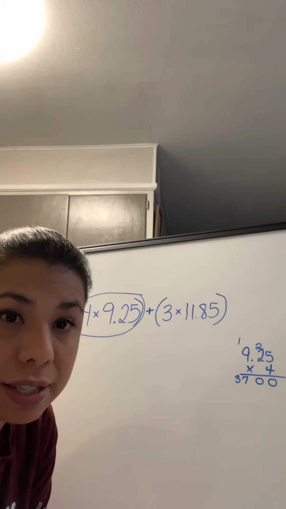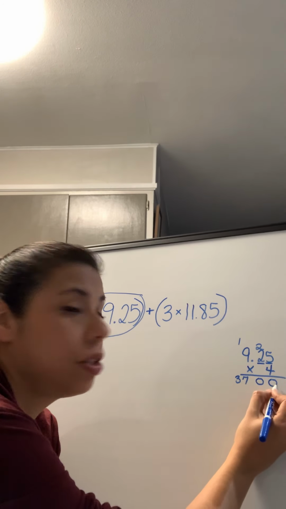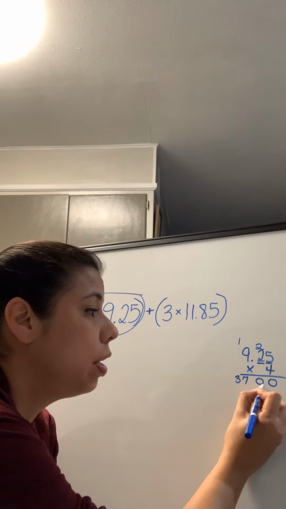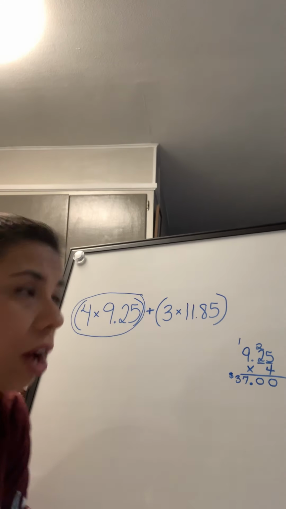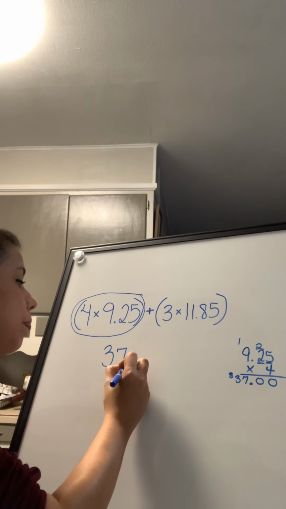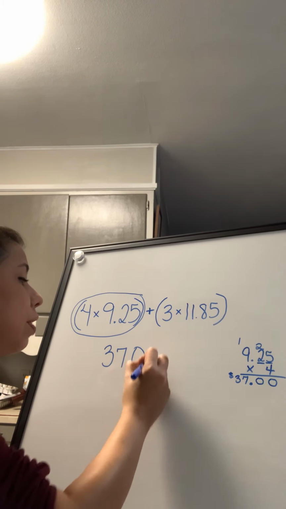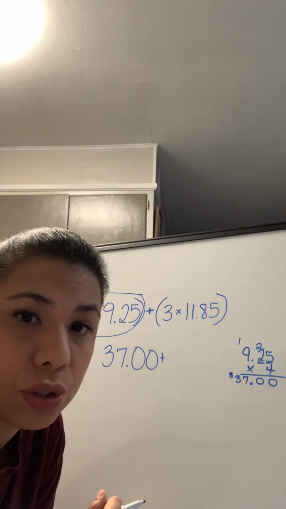Now I look for my decimal. How many numbers are behind my decimal? 1, 2. So then I make sure I put 1, 2 behind my decimal. So that gives me an answer of, for this one, $37. I could, if I wanted, leave off that 0 behind the decimal point because it's understood.